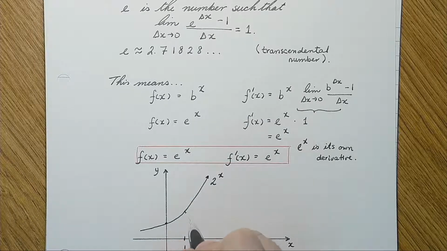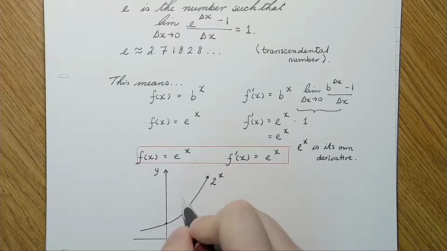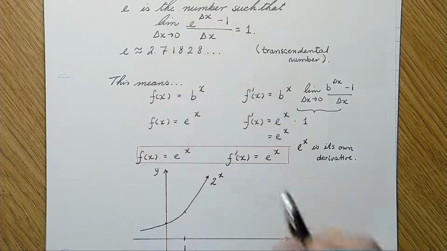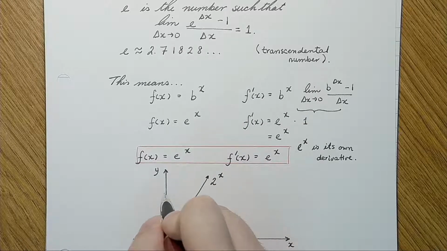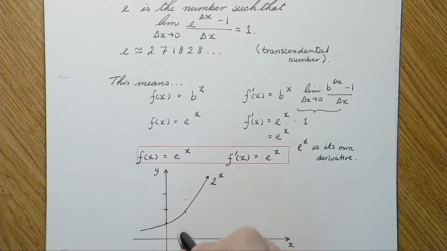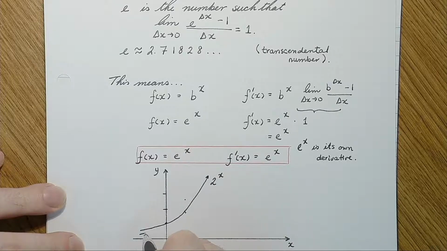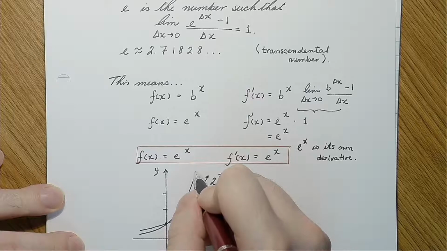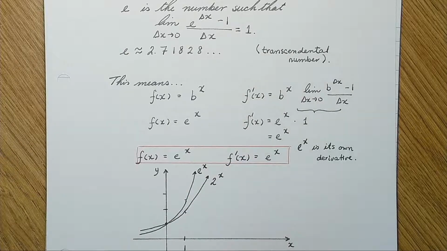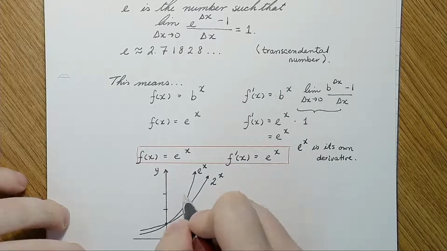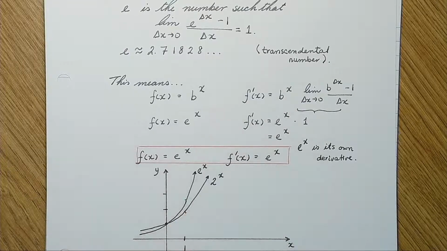And for e, we know that it's about 2.718. So that means that if this is my 2 and here's my 3, it's close to around here. So I need to make sure that I can go through this point, up through here. And so there's like e to the x. And again, it would be just a little bit less than the 3 to the x curve.